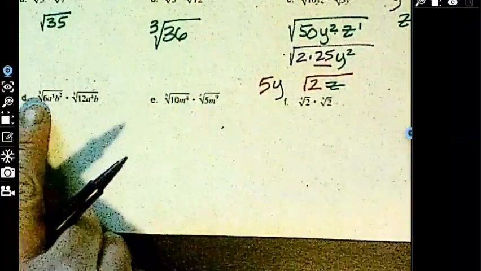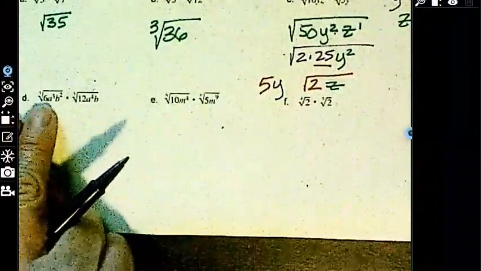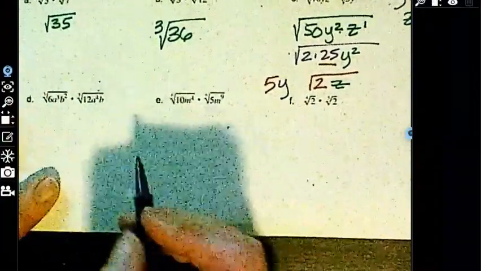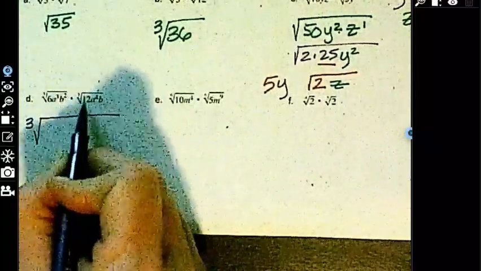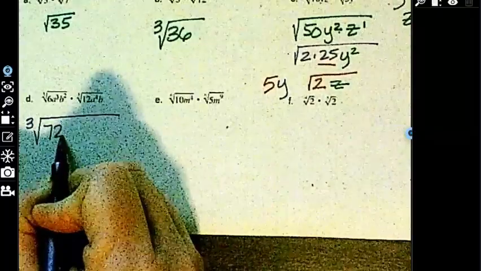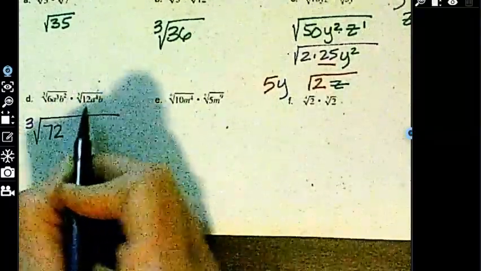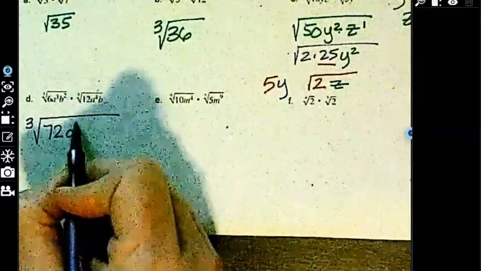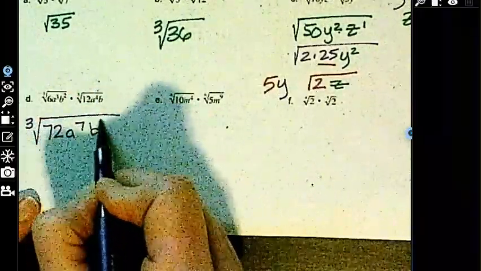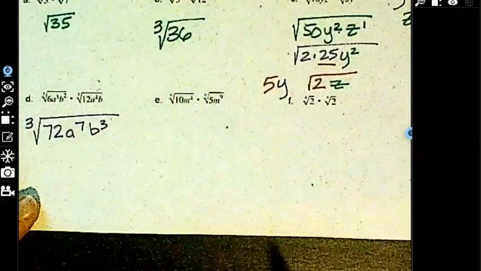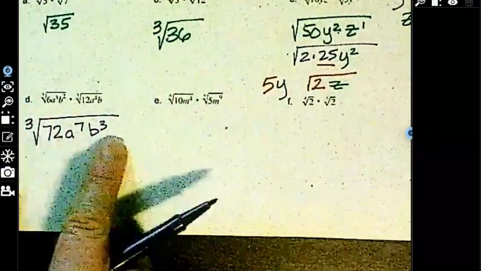So here we go. They're both cubed, and so therefore we can multiply what's under those radical signs together. So that's the cube root. Now let's multiply. 6 times 12, 72. A cubed times a to the 4th is a to the, add those together, 7th. B squared times b is b to the 3rd. And now we ask ourselves, can we pull anything out for these cube roots?